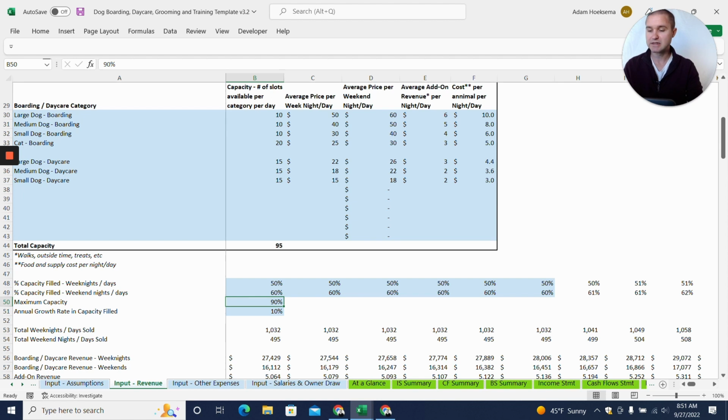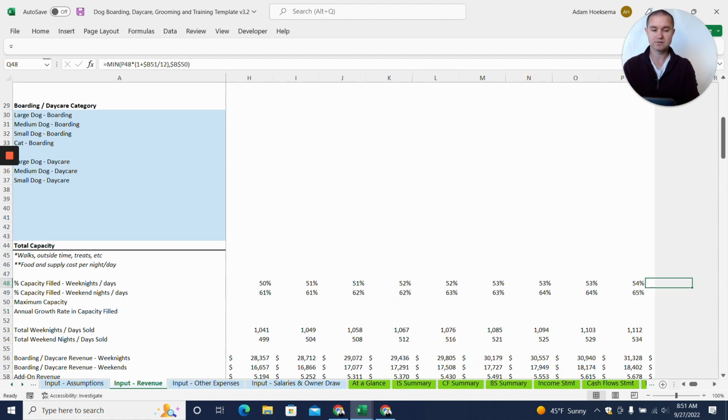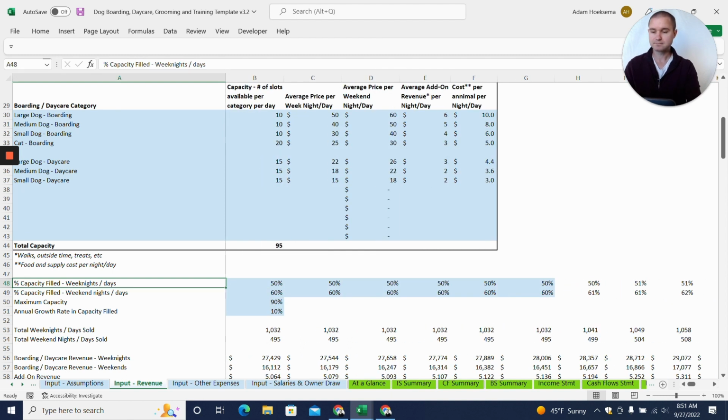And so we're assuming 90% is the maximum capacity we'll hit for a month. And we're going to grow our capacity by 10% a month. So you can see for this first 6 months, you can manually enter in what you expect your capacity to be. And then after that, this 10% annual growth rate is going to start kicking in for these future months. And you can see over time that capacity will go up.